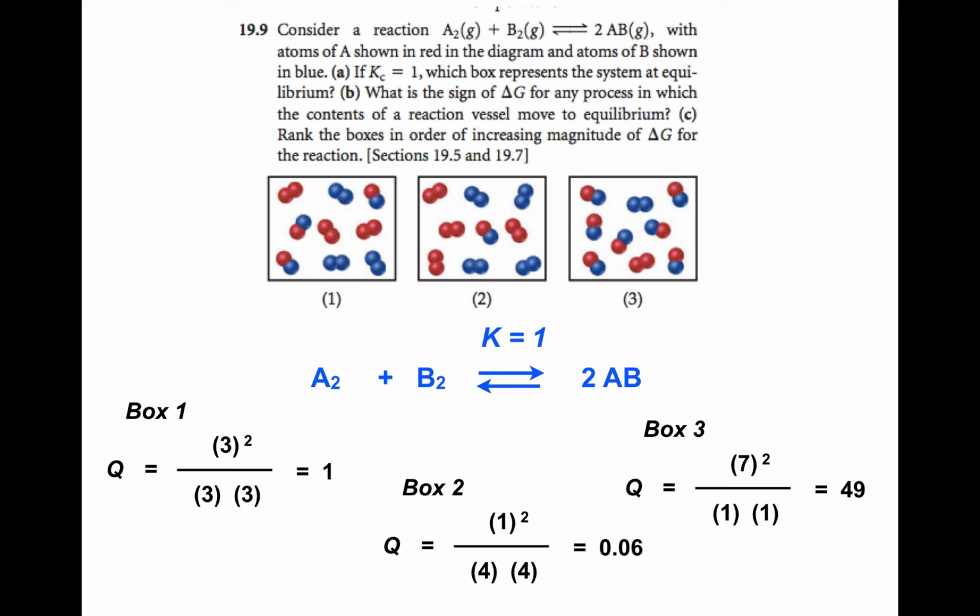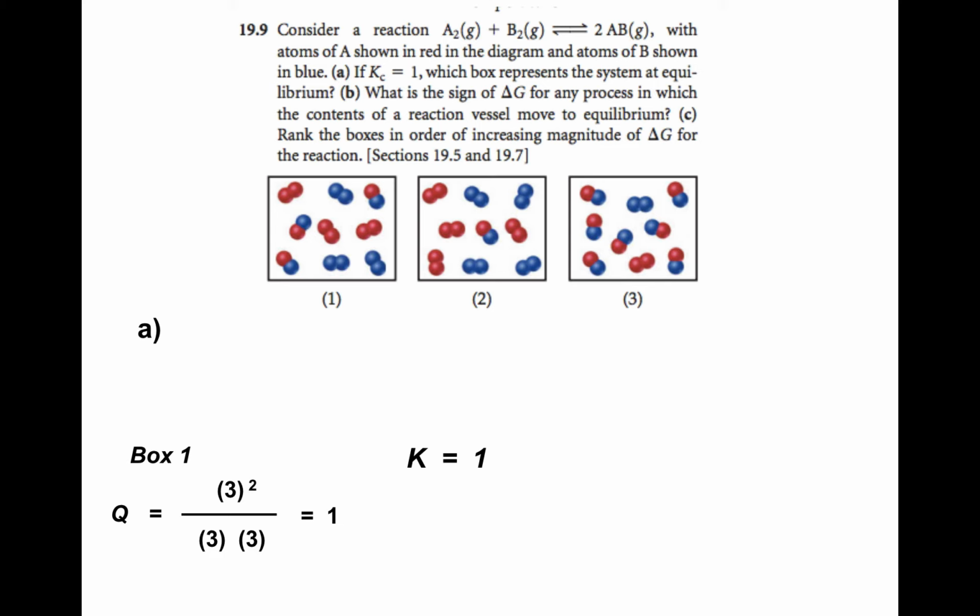And do the same for box 3. 7 red-blue ones, and only 1 blue one and 1 red one. So a Q value of 49. So where are we in equilibrium? And that's really what you're asking. So if we're looking at question A, box 1 represents equilibrium. At equilibrium, we had a K value of 1, we have a Q value of 1. So these are the equilibrium concentrations.